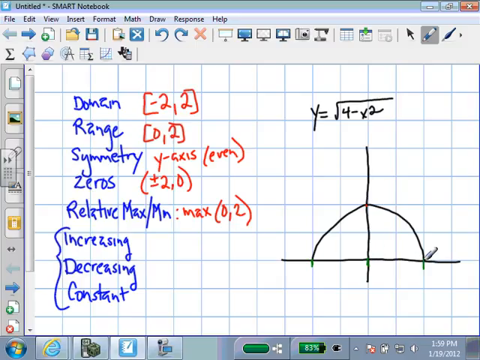So they're increasing from -2 to 0, right? That's according to you, from -2 to 0. And they're decreasing from 0 to 2. Different texts use brackets and parentheses. Some use all brackets. Some use combinations of brackets and parentheses. We'll talk more in detail when we have more time.